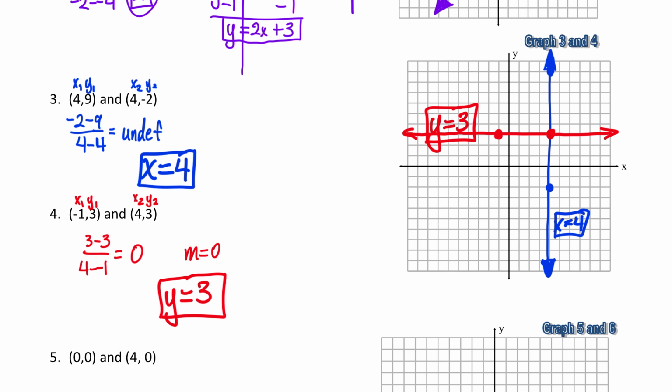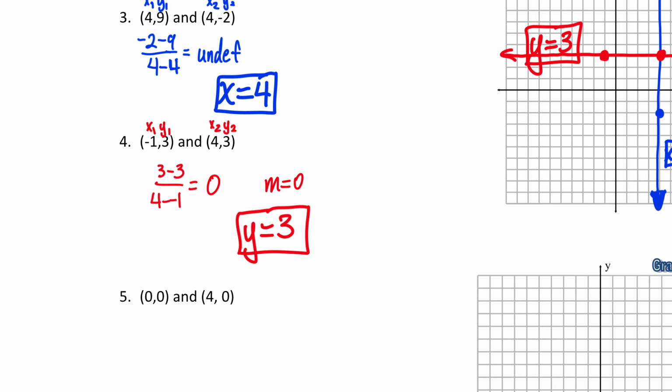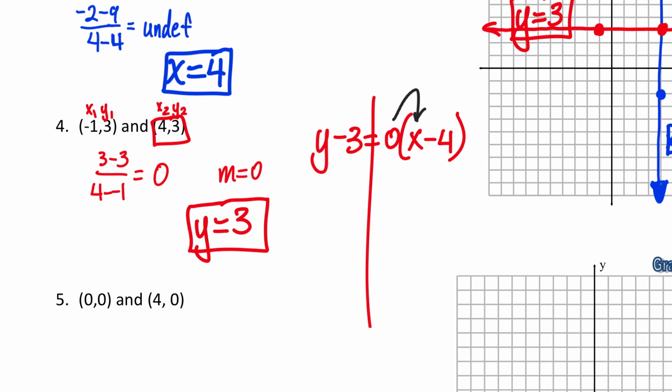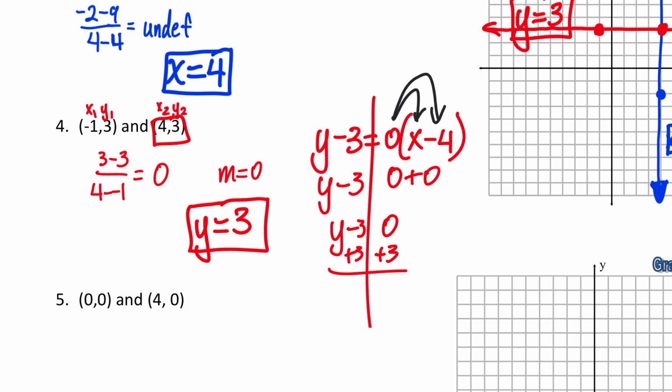Okay, on this one also, I mean, if you were to like use this, it would be y minus 3 equals 0 times x minus 4. If you distribute this 0, 0 times x is 0, and 0 times negative 4 is 0. So you just get y minus 3 equals 0. Add 3 to both sides, and that's why it's y equals 3.